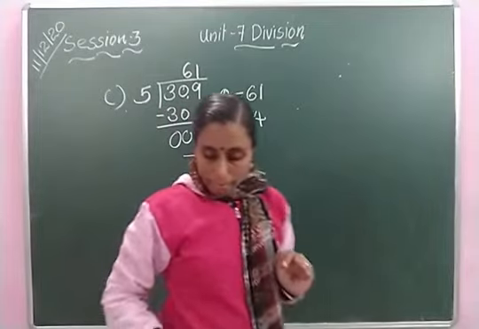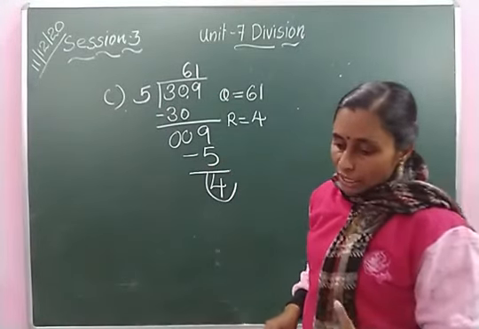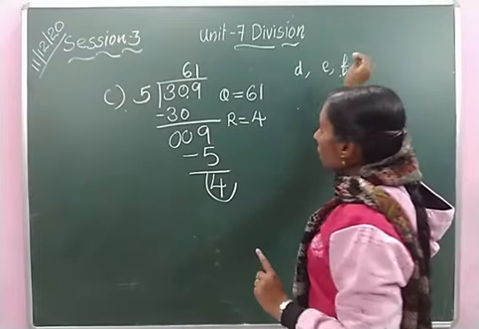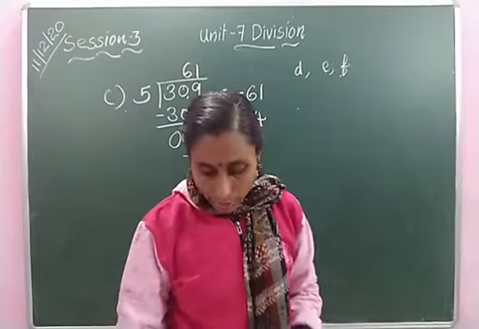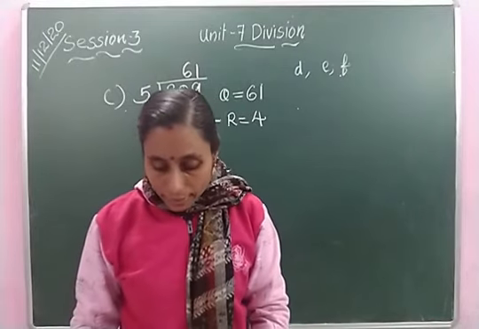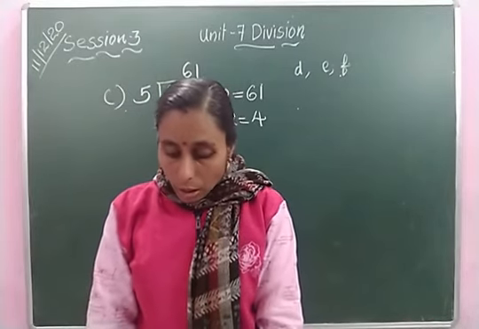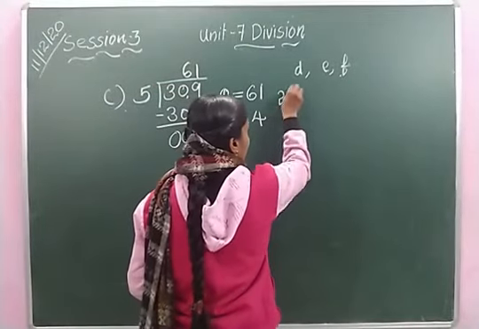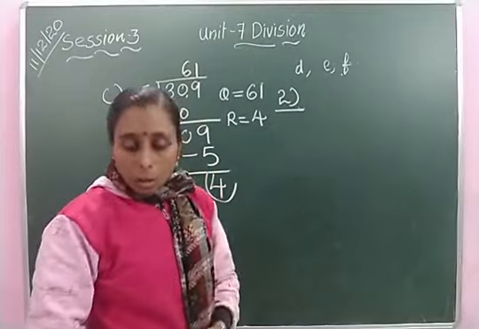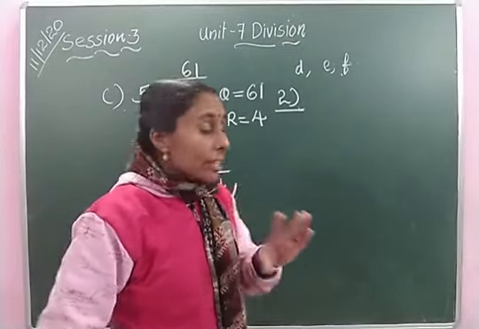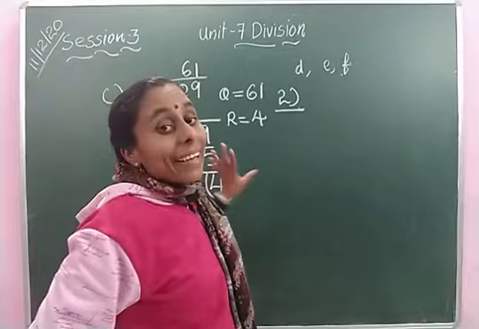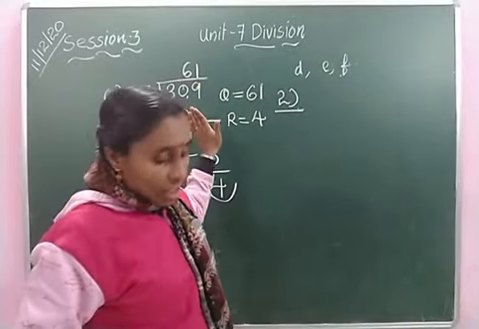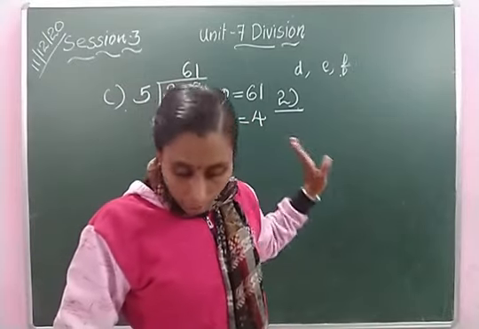Okay. Then question number D, E, F, that you can do yourself. D, E, F, do it yourself. Next, question number 2. Divide the following by long division method. The method which we are doing, that is the long division method. Okay. This is the long division method we are doing now.